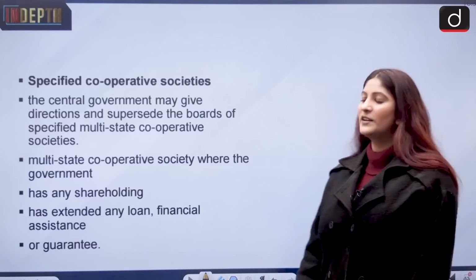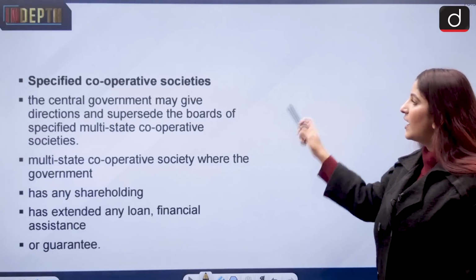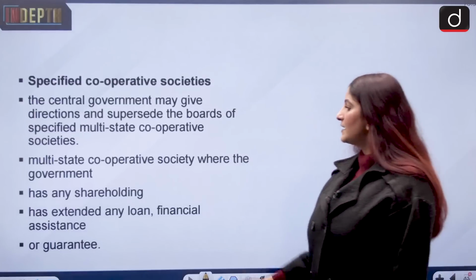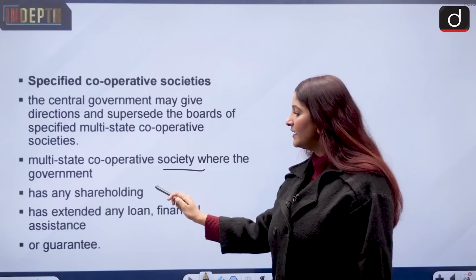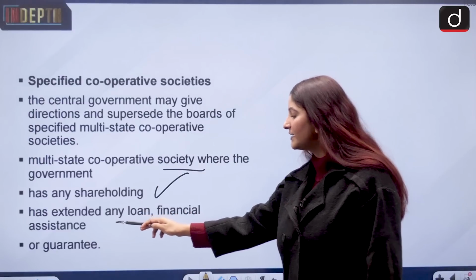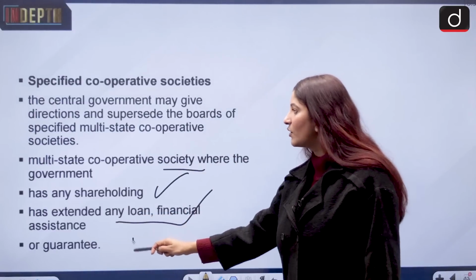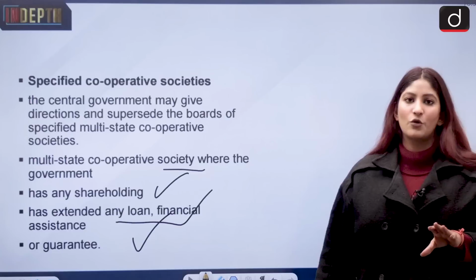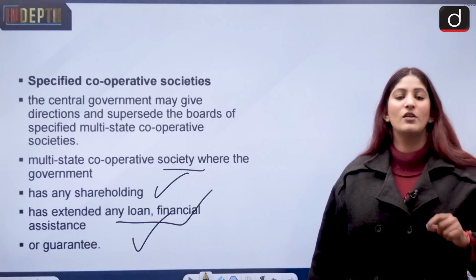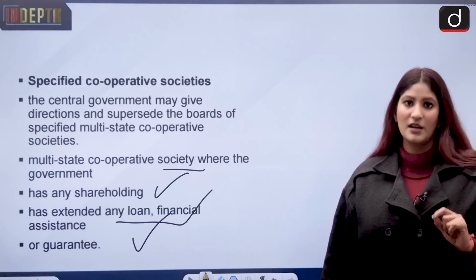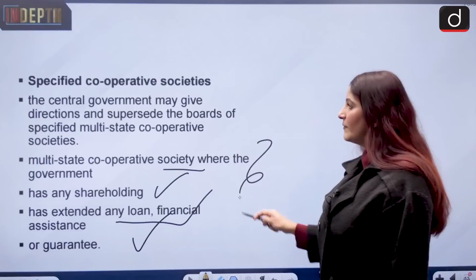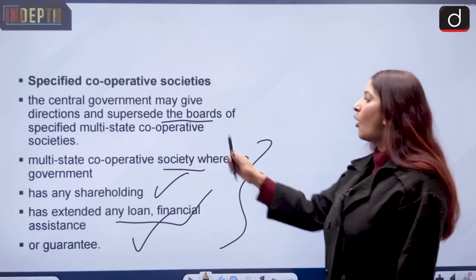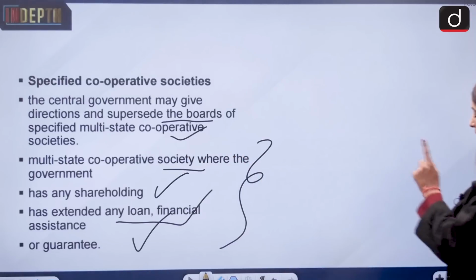Then specified cooperative societies are also there. These societies are special in the sense that these are societies where the government has any shareholding, or has extended any loan, financial assistance or guarantee. Generally these are cooperatives in which the government has a shareholding of at least 51%. Now the central government may give directions and supersede the board of a specified multi-state cooperative society because the government has an interest over here.